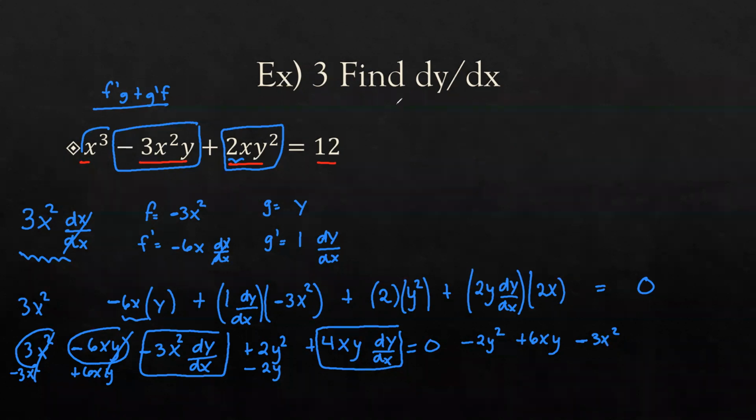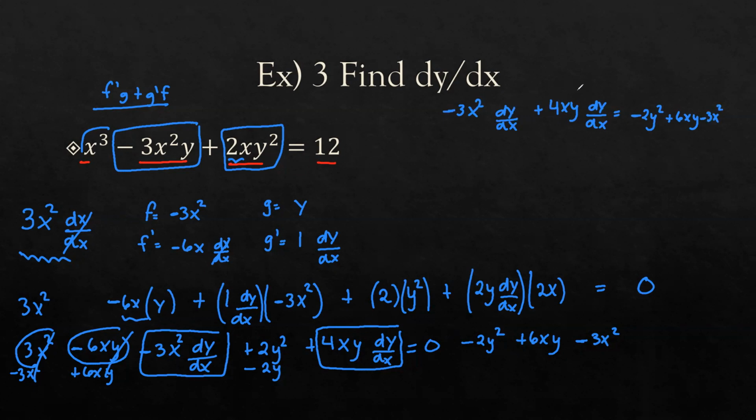Okay, so now on the left side, you have negative 3x squared dy/dx plus 4xy dy/dx. And then on the right side of the equation, you have negative 2y squared plus 6xy minus 3x squared.